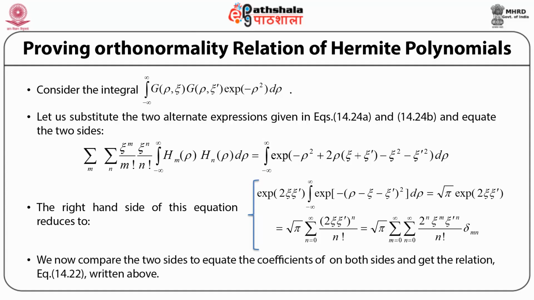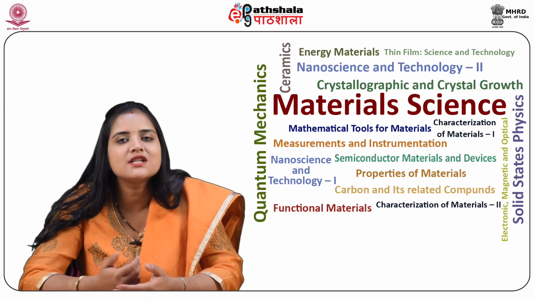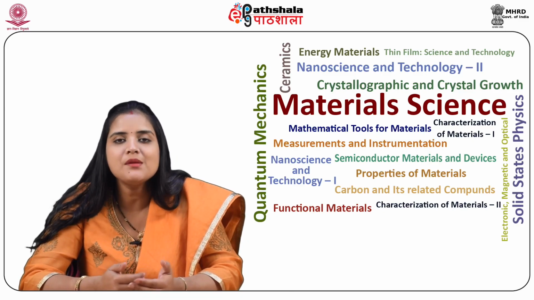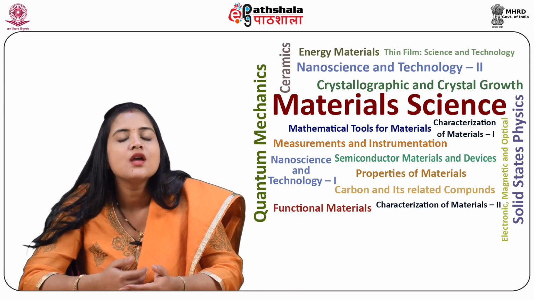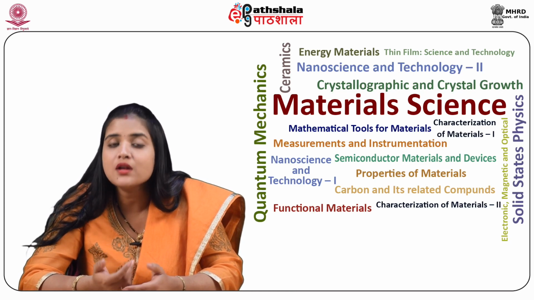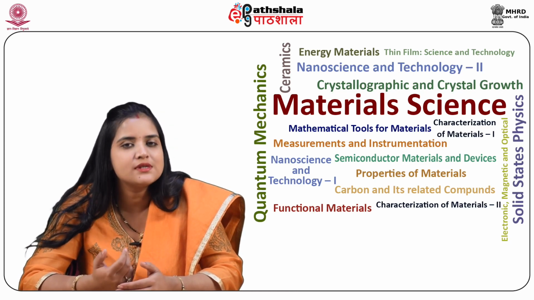We now compare the two sides to equate the coefficients on both sides, and we get the relation which is equation 22, written above. With the help of this relation, it is a simple matter to show that the energy eigenfunctions given by equation 21 form an orthonormal set.